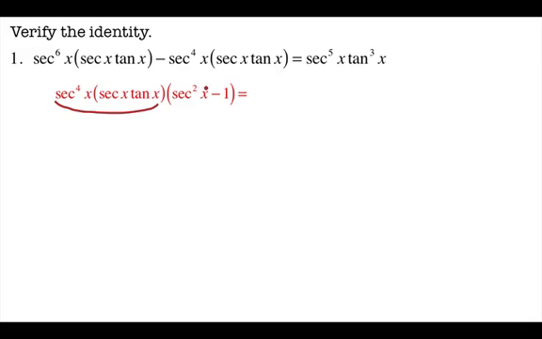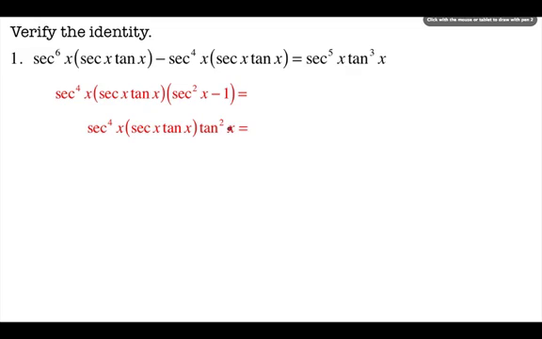At this point, you're going to notice that all this becomes tangent squared x, because this is a Pythagorean identity. And then at this point, I'm just going to multiply. Notice that this becomes secant to the fifth power, secant to the fourth, secant to the first, tangent squared, tangent to the first, and that's how I end up with the left side, which is equal to my right side. So I'm done with number 1.